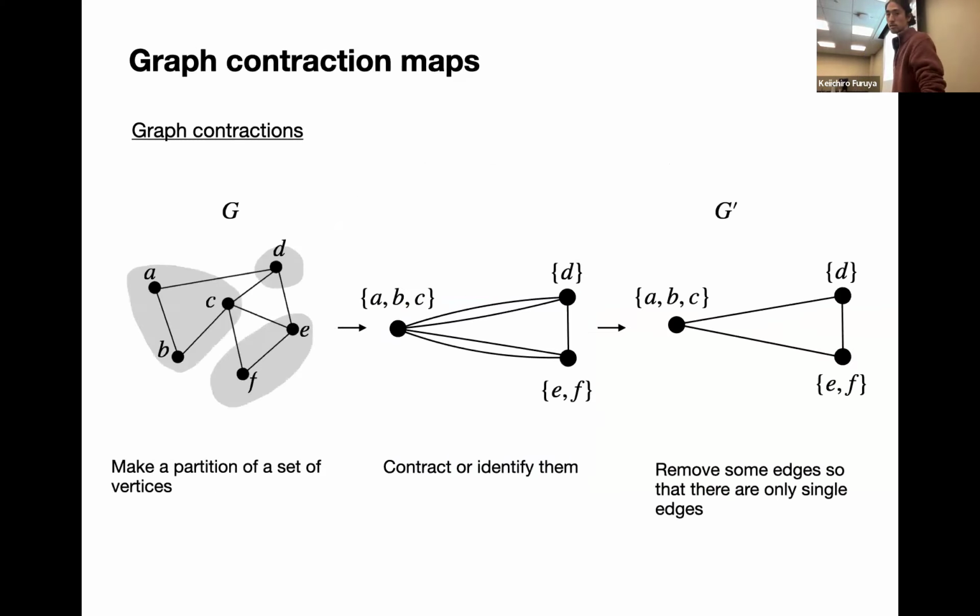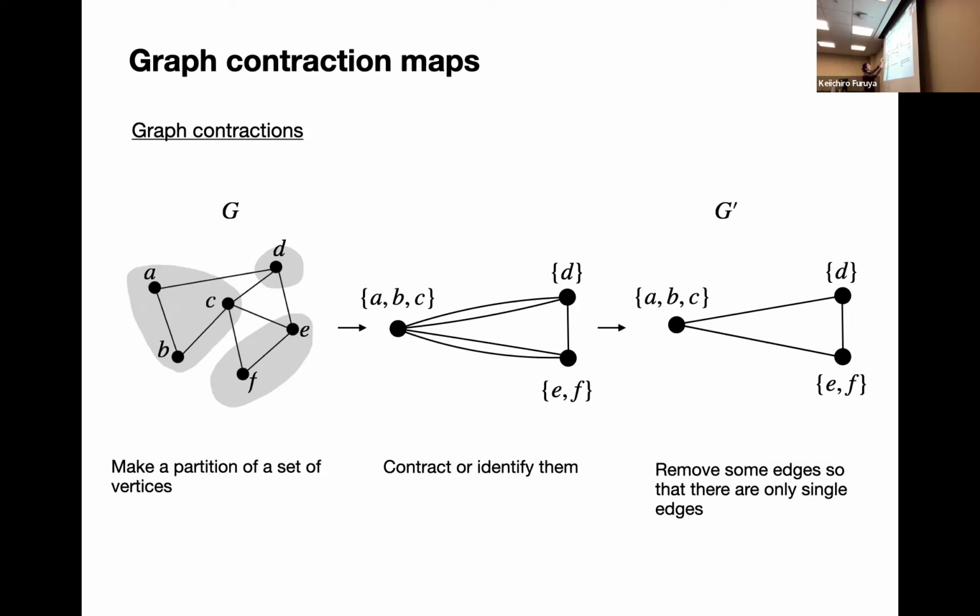There is a notion of graph contractions in graph theory. Given a graph, you make a partition of the set of vertices. Here I have vertices A to F colored. Then I make a 3 partition of the vertices like this. Okay, and then for graph contraction you need to do 2 processes.